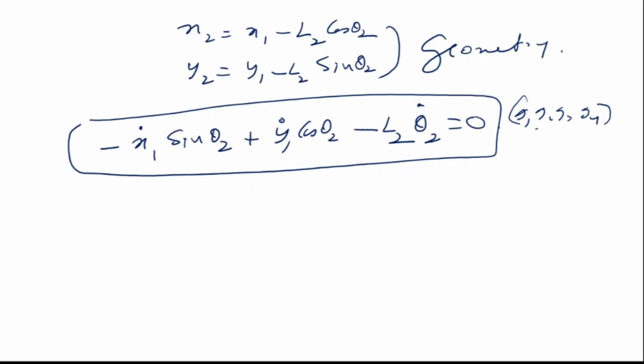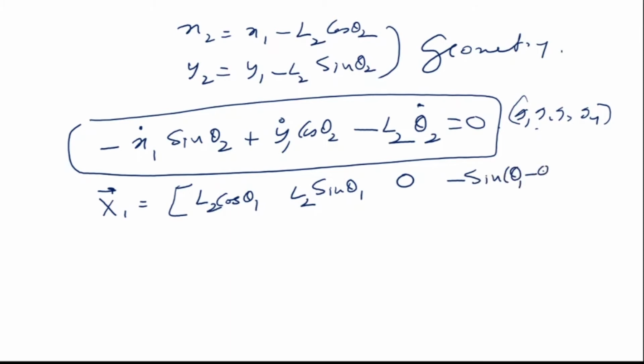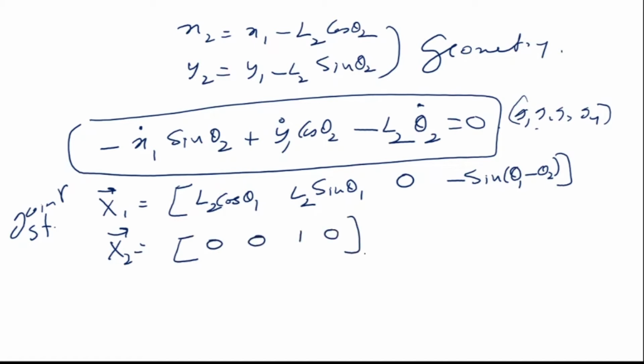So here also I'm writing a vector field for going straight, with unit velocity. This is one vector field: L2 cos theta 1, then L2 sine theta 1, the third element is 0, and the fourth is minus sine theta 1 minus theta 2. So this is one vector field for going straight. Now another vector field for turning can be written as 0, 0, 1, 0. This vector field is only for turning because this is my angle theta 1 for the tractor.